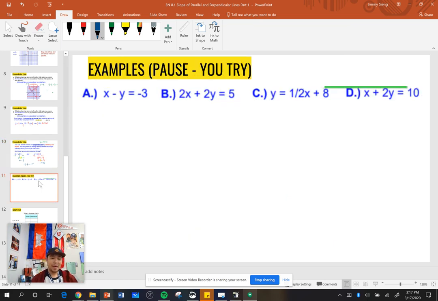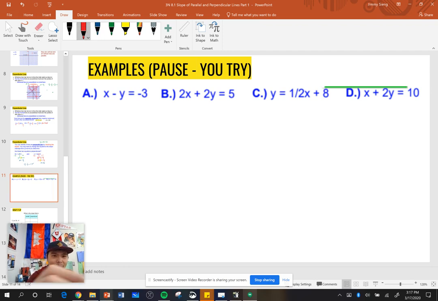Now your turn again. Pause that video and try to see which ones are perpendicular to each other. Ready? Go. Okay, hopefully you should be done now. Again, you're probably not even pausing it. You're just skipping through this, aren't you?